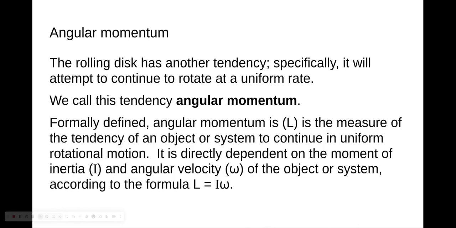Formally defined, angular momentum, usually designated with a capital L, is the measure of the tendency of an object or system to continue in uniform rotational motion. It is directly dependent on the moment of inertia, usually designated with a capital I, and the angular velocity, designated with the Greek letter omega, and it can be for an object or a system of objects. So the formula for angular momentum is L equals I omega.